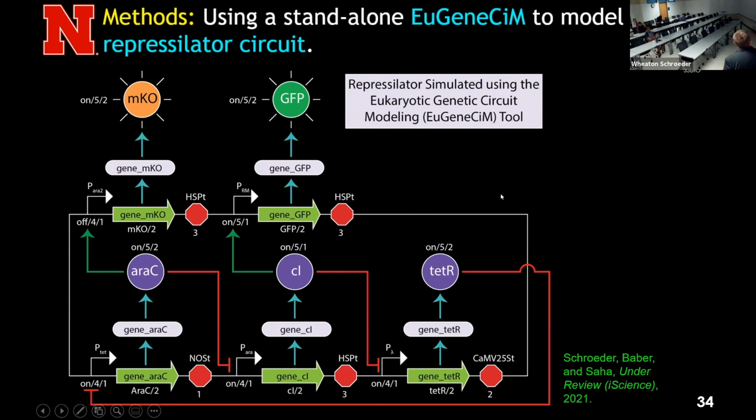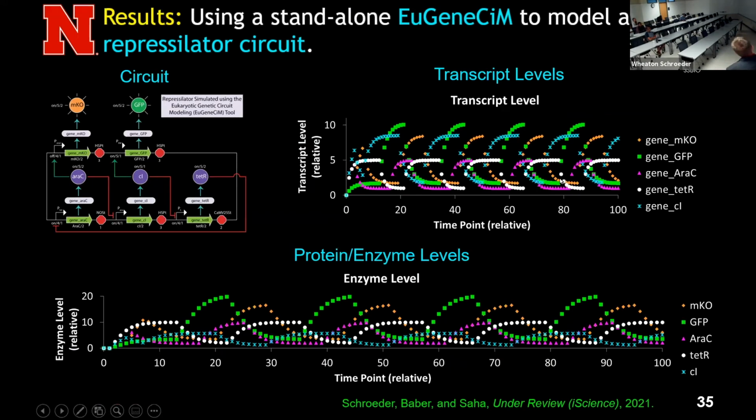So to do this, we created what's called a repressilator. A repressilator is a synthetic biology design which has sinusoidal behavior, turning on and off reporters in a sinusoidal pattern. And when we applied our Eugene Sim tool to this, we were able to see periodic behavior as well as model complex phenomena like startup behavior. And we were able to keep a very strong and consistent period over time.